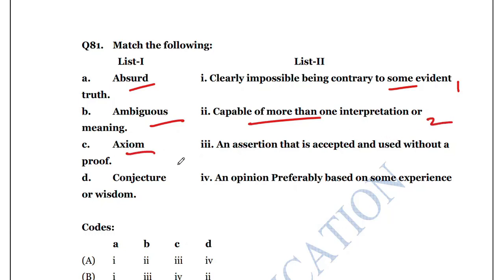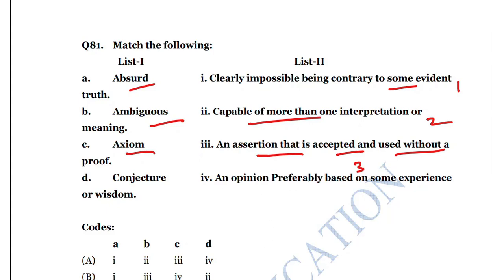The next one is axiom. Axiom is nothing but an assertion that is accepted and used without a proof. Normally in a thesis they will make assertions, right? So I am taking a particular equation. According to me, I thought that A plus B equal to C. I am taking that as my assertion, accepted, and I am doing the project on that basis. So that is called an axiom. Axiom is an assertion that is accepted and used without a proof. So that is the third one.